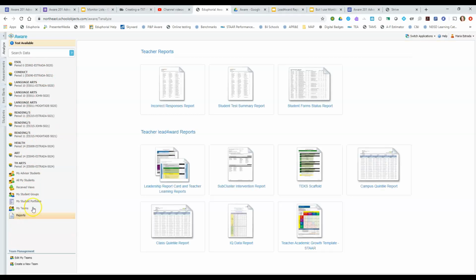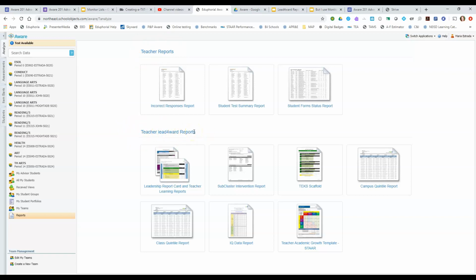You get into Aware, whether you're a principal or teacher level user, go down to the bottom of your Analyze tab below everything else, and you'll see this Reports. If you click there, you'll see different reports. Right now I'm in a teacher's account, and so the first thing I see are teacher reports and teacher Lead4ward reports. You're going to be looking over here underneath the Lead4ward reports.